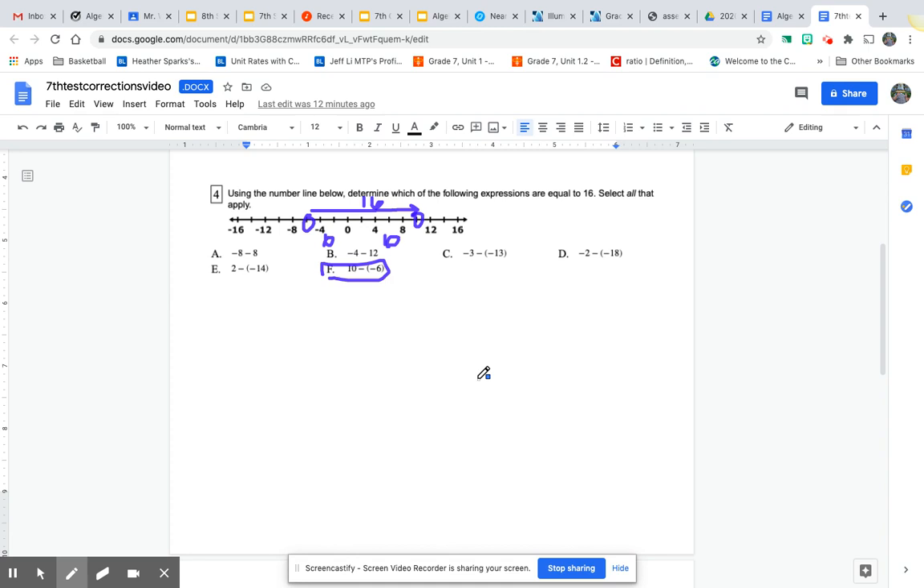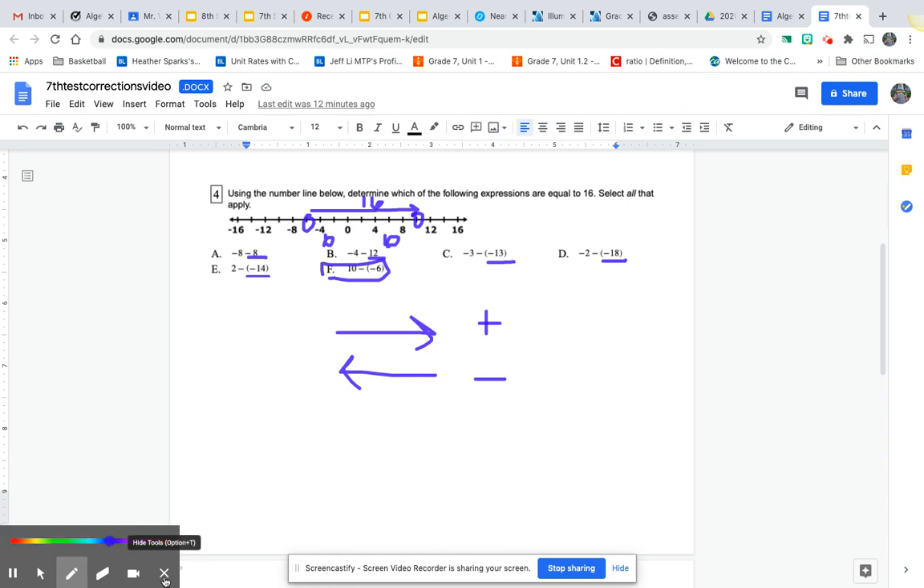So remember, you're going from the second number on all of them to the first number. If the arrow goes to the right, it's positive. If the arrow is going to the left, it's a negative answer. And then you just count out how many spaces in between there are.